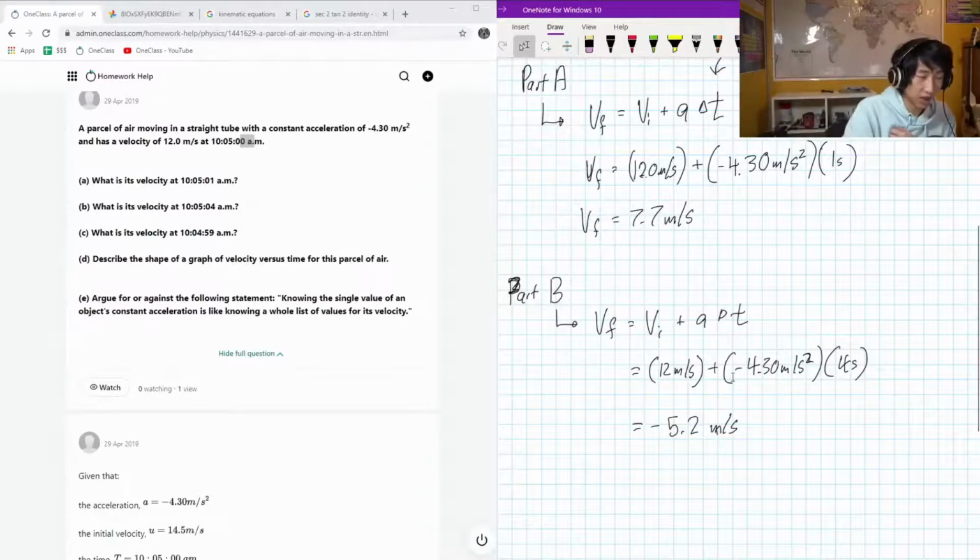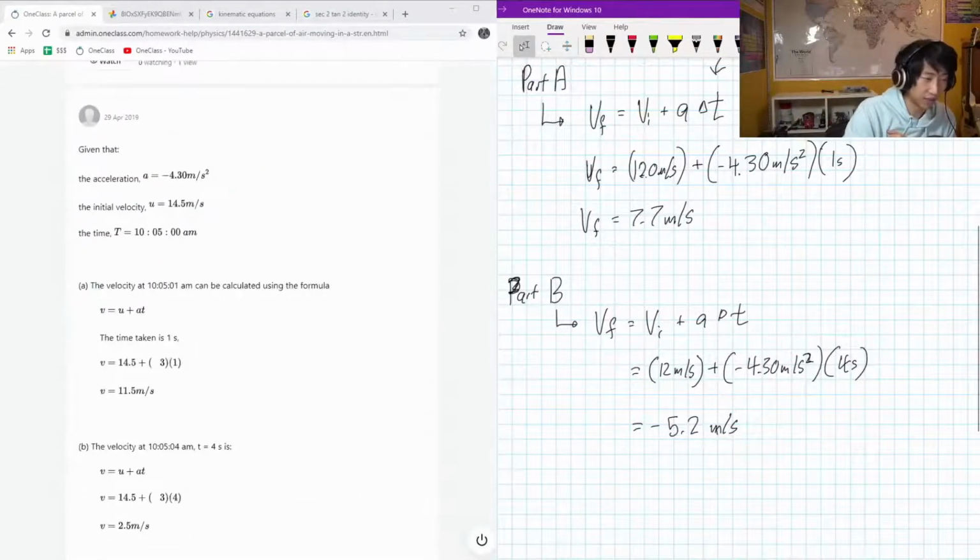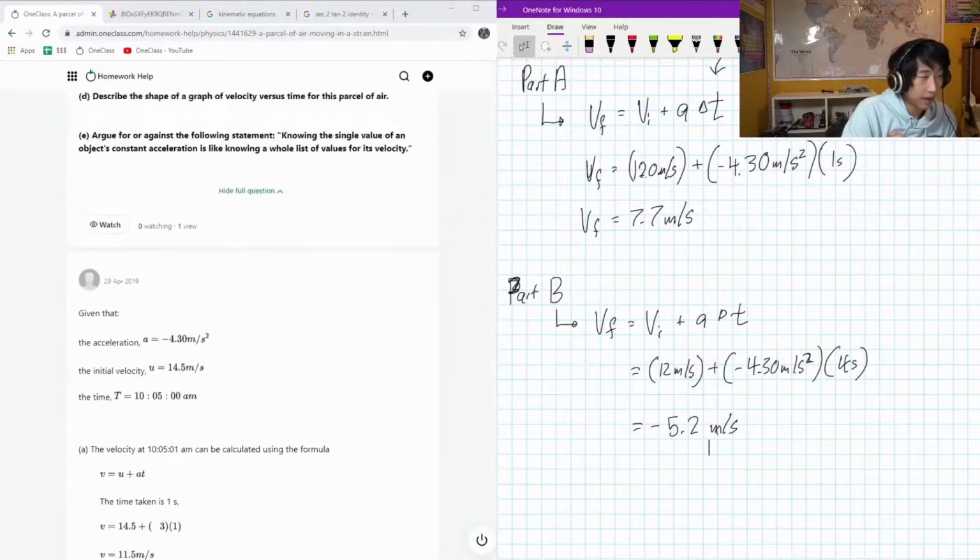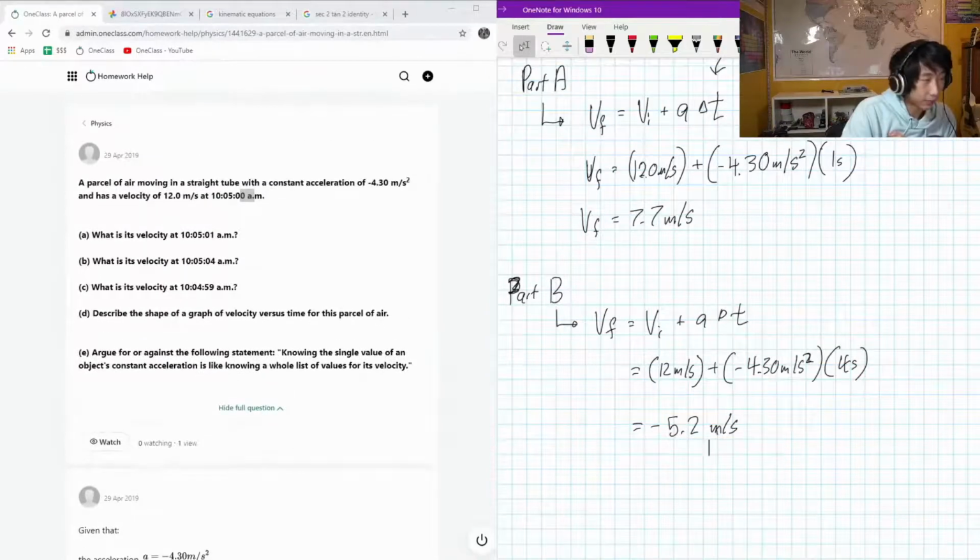It's pretty much what's going on here, and if they're still using the same value here, unfortunately, that's not going to be possible. And the next part of the question is asking us what is its velocity 1 second before here.